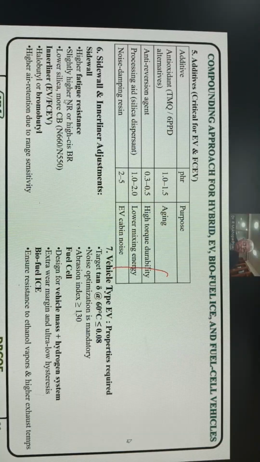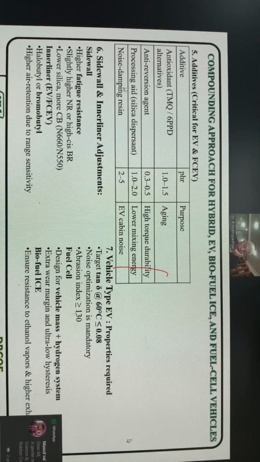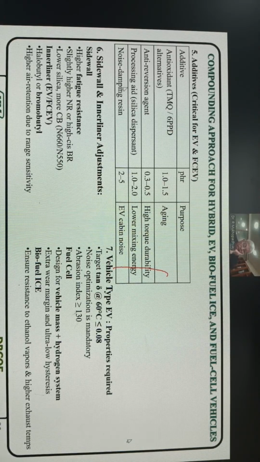Additives may include antioxidants like TMQ and 6-PPD; maybe 6-PPD is the alternative you have to look for. Anti-reversion agents are used for high torque durability because of reversion resistance. For processing, the silica dispersion allows lower mixing energy. Noise damping resin is also available for EV.